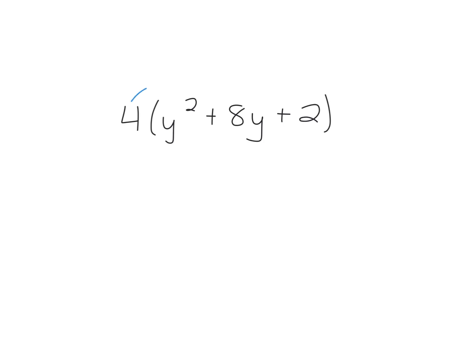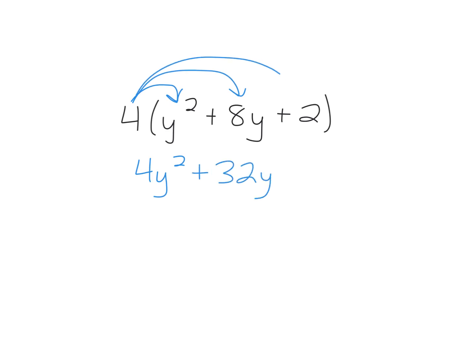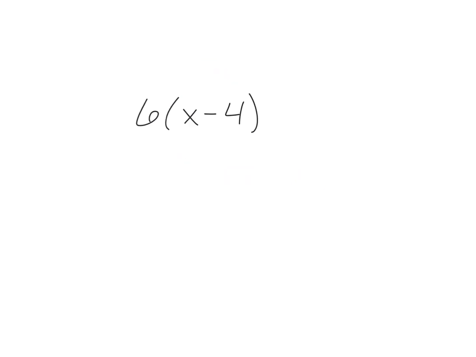Distribute. 4 times y squared is 4y squared. 4 times 8y is 32y. And then finally we have 4 times 2, 8. Again, can we combine those? No. Y squared and y are not the same thing.